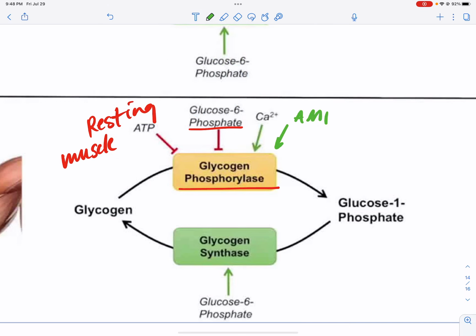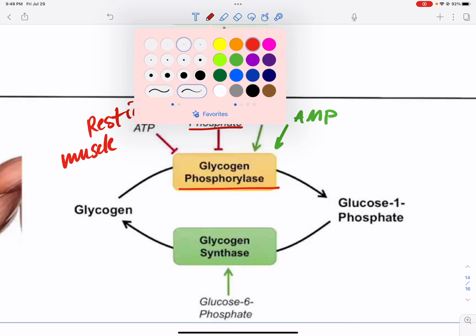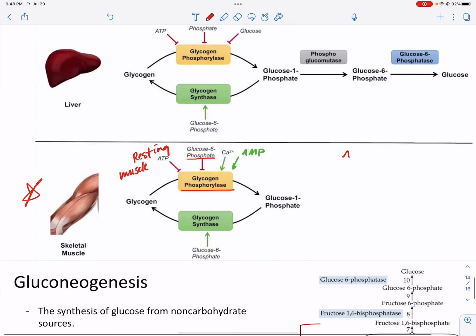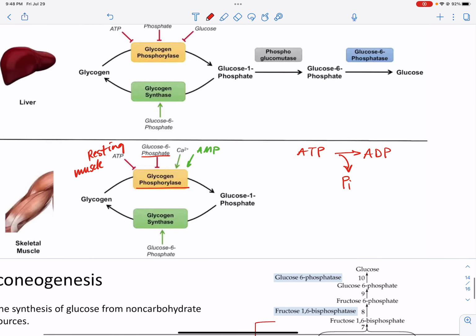AMP. So remember, AMP and ADP are byproducts of ATP. So when ATP is converted or dephosphorylated, what you end up with is ADP. So when you remove a phosphate group off of ATP, you get ADP, and you can further dephosphorylate ADP into AMP when you lose another phosphate group. And so the muscle is really, really sensitive to levels of AMP. That means we're running out of ATP.